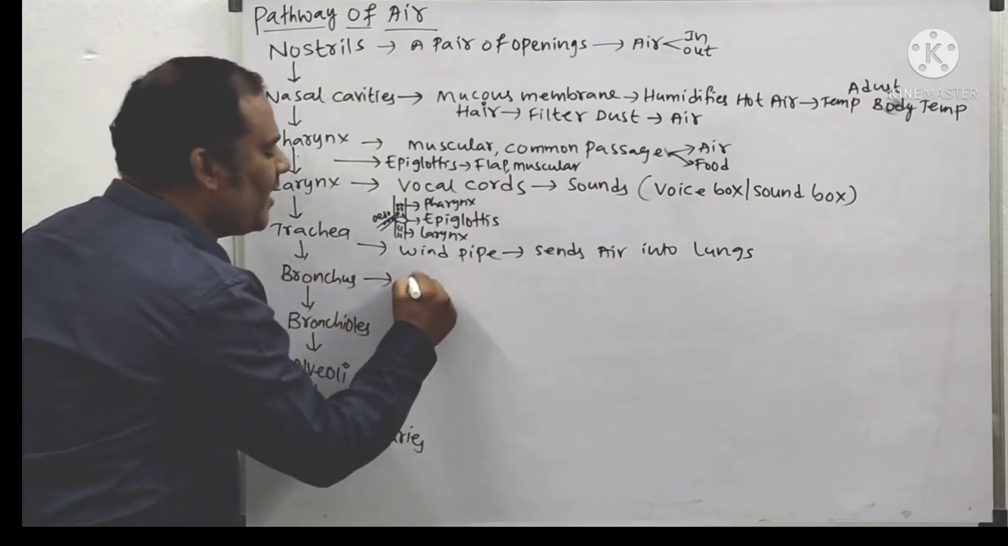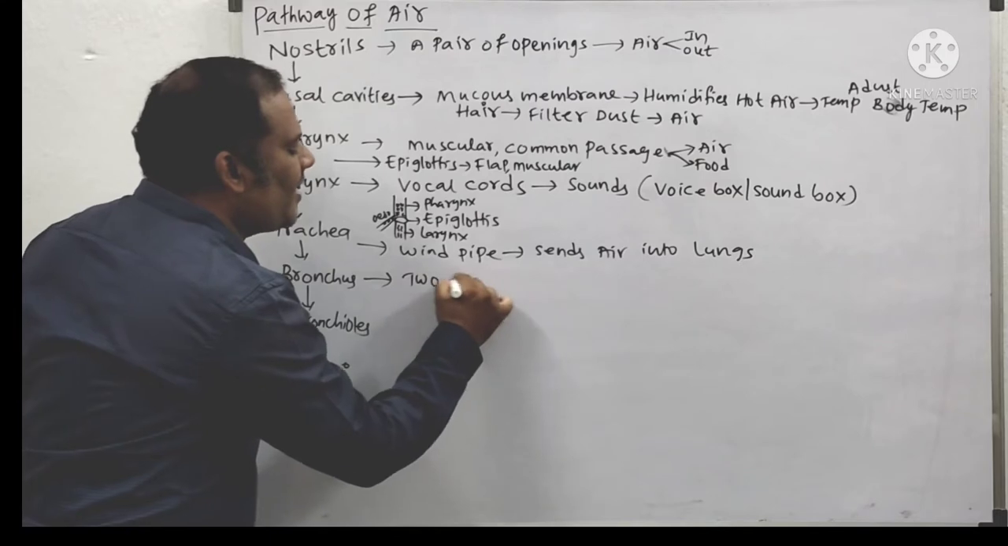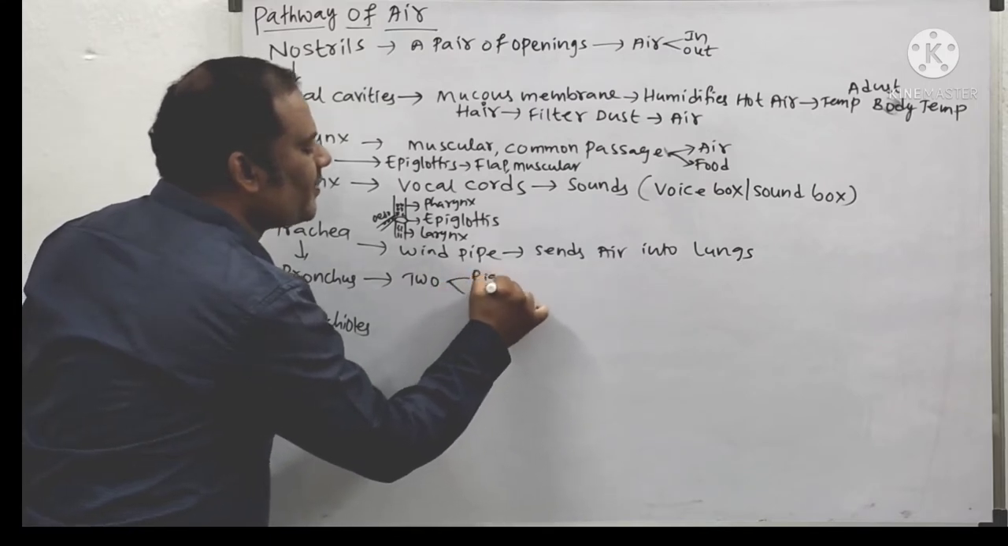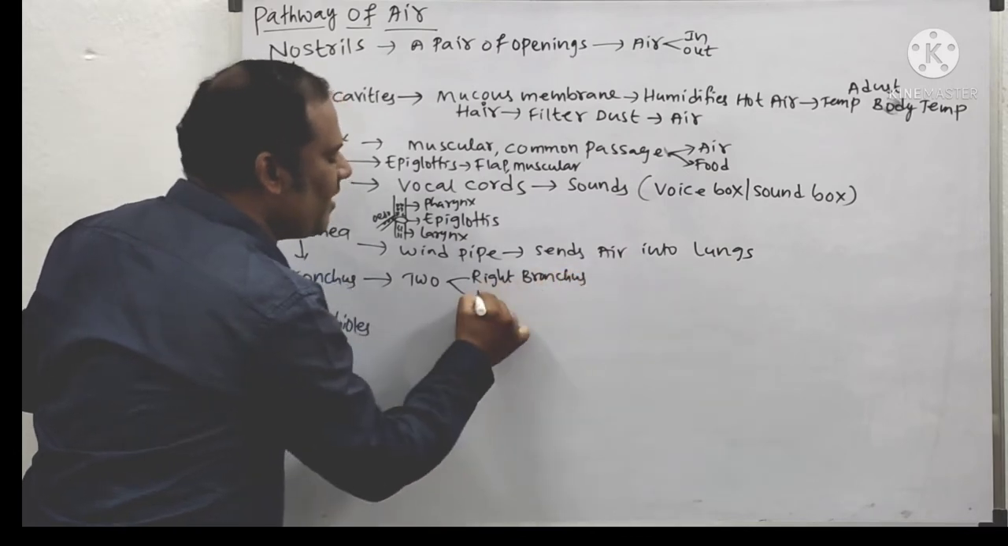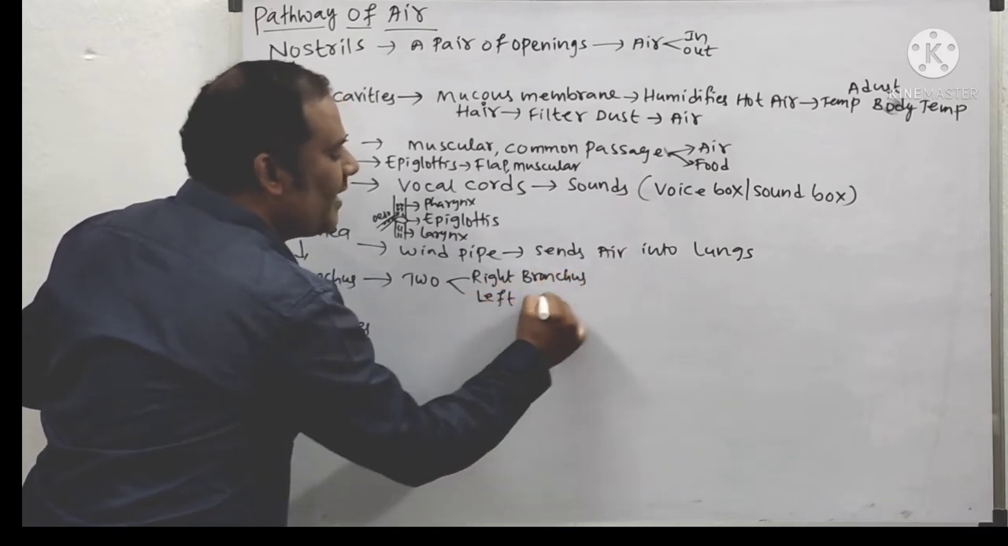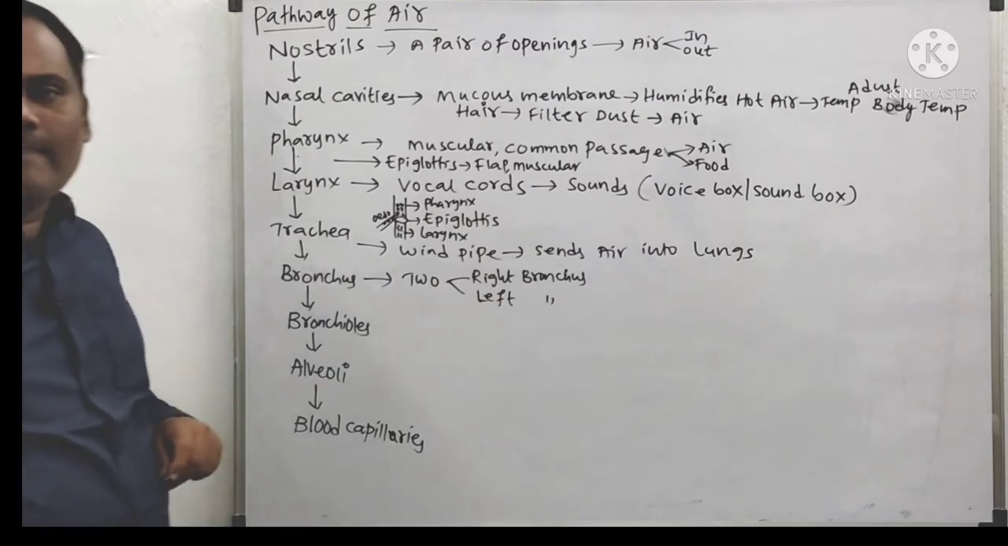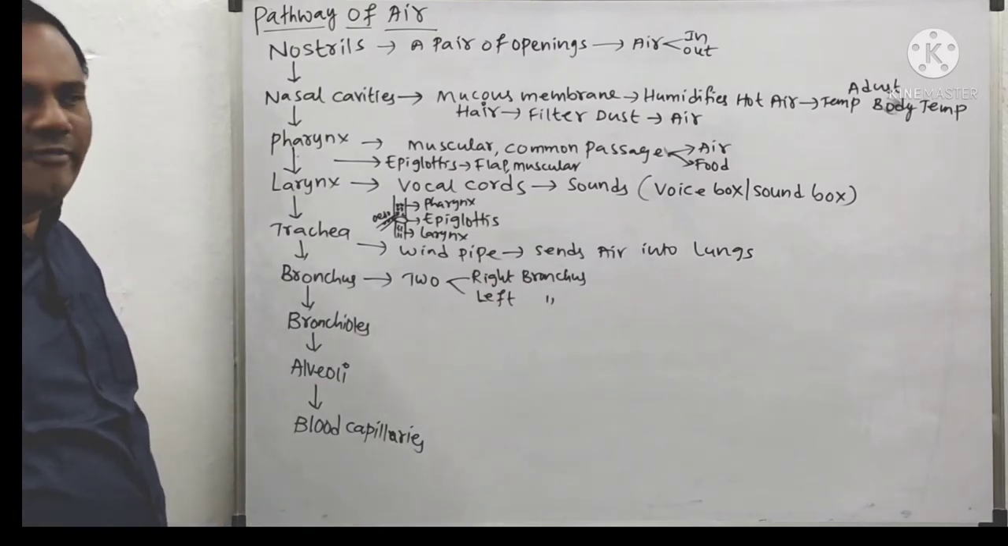Next, coming to the bronchus. The bronchus is divided into two: the right bronchus and the left bronchus. The right bronchus will enter into the right lung, and the left bronchus enters into the left lung.